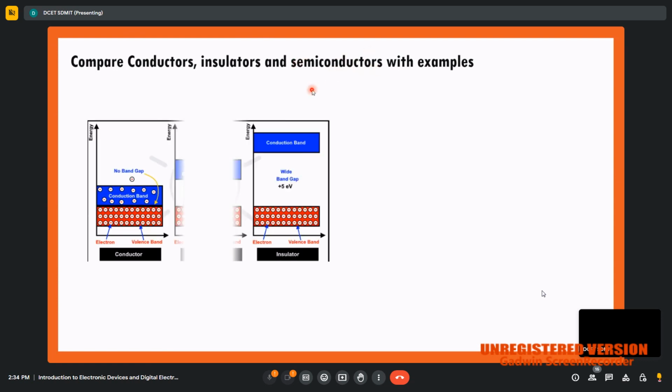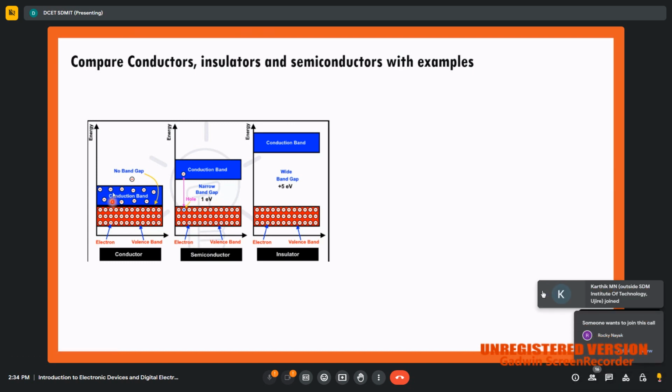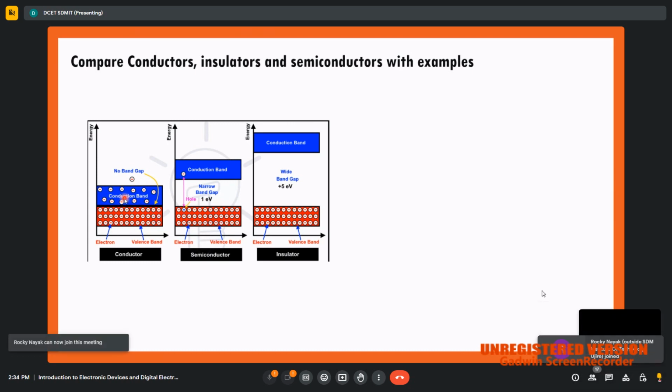Now, if you want to understand the difference, see here. If I take any material, there are two bands. One we call the conduction band, and the other we call the valence band. In the case of a conductor, both the bands are overlapped. That means there is no gap. With no gap, electrons can easily flow from one band to another whenever you apply any potential.